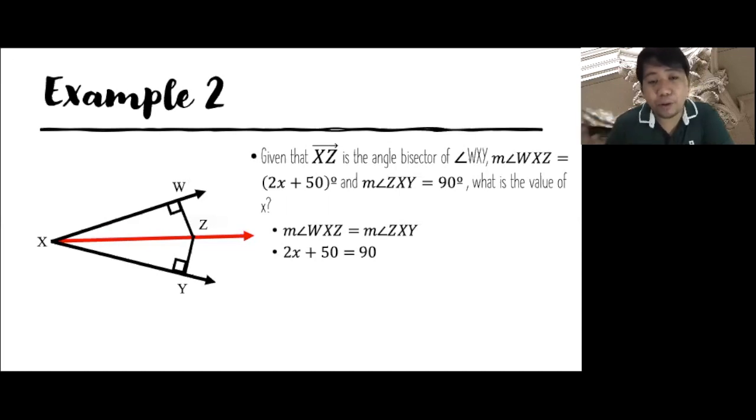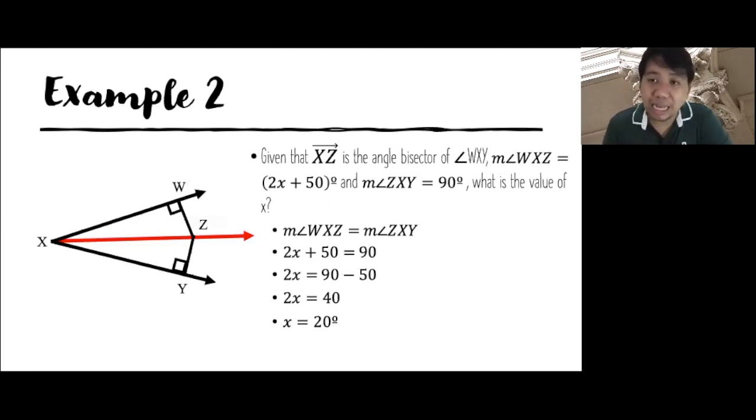So, pagsamahin po natin ang mga like terms. So, 2x is equal to 90 minus 50. Simplify natin. What is 90 minus 50? That is 40. Kaya, when we divide both sides by 2, we will come up with the value of x, which is 20 degrees. Kaya po ang value ni x dito sa example number 2 ay 20 degrees.